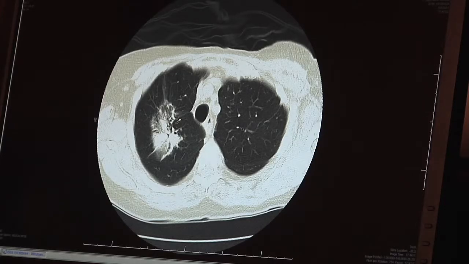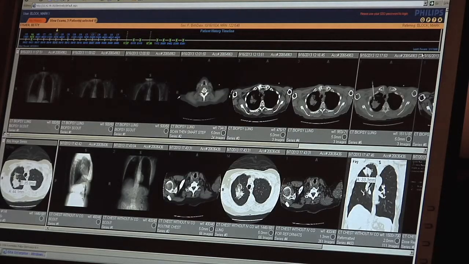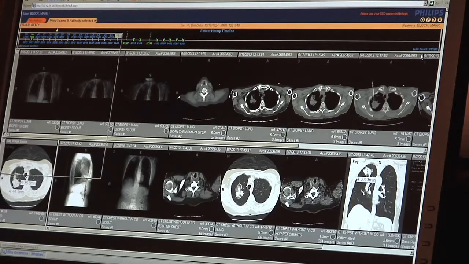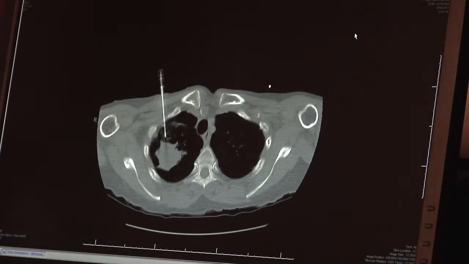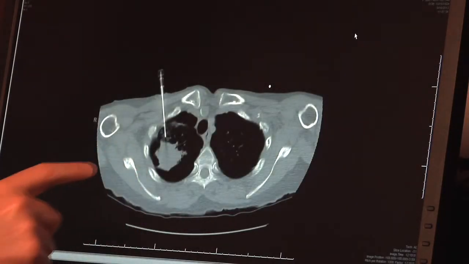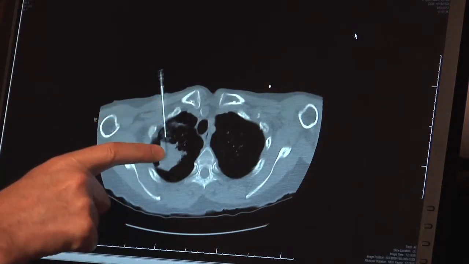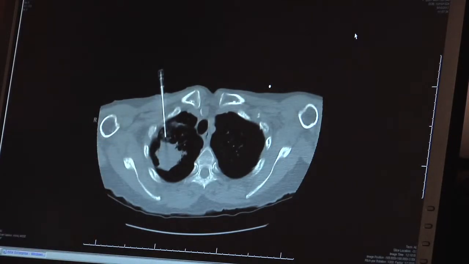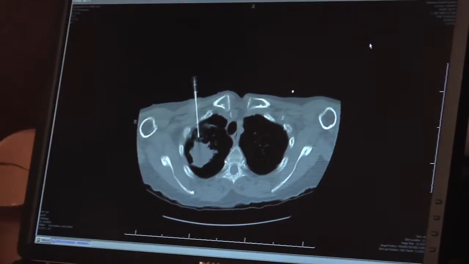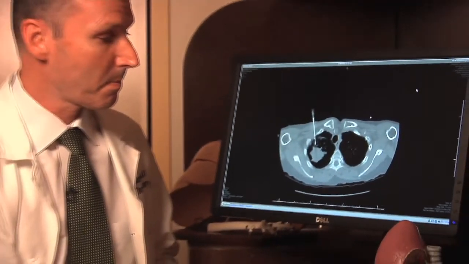So a few days after this CAT scan was done, the radiology doctors did a biopsy. And this is a picture of that biopsy. You can see here's the tumor in the right lung, and here's a needle going through the skin directly into the tumor. They can get a little tiny piece of the tumor that can be looked at under the microscope and can give us a diagnosis. This is a very accurate and very safe way of biopsying a lung tumor.